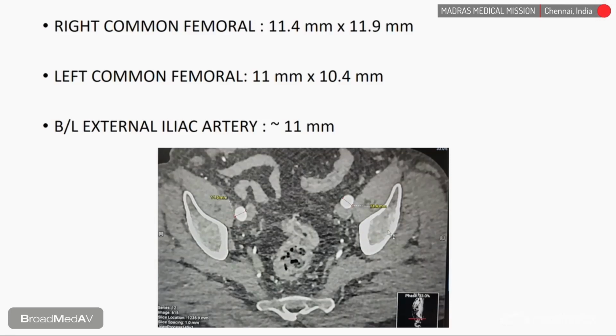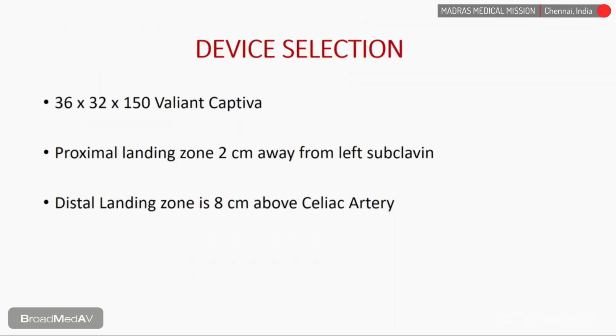If you see the access vessel sizes, the right common femoral is 11.4 by 11.9 and the left common femoral was 11 by 10.4. Both iliacs were around 11 millimeters. So we had good sized access vessels, and we are planning to pre-close the right common femoral access with the 3 ProGlide device. So we have taken 3 accesses, actually 2 for the procedure.